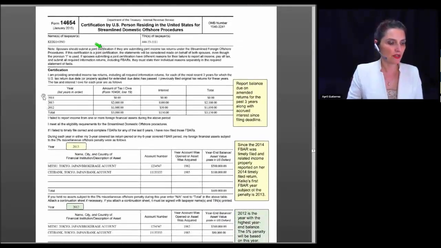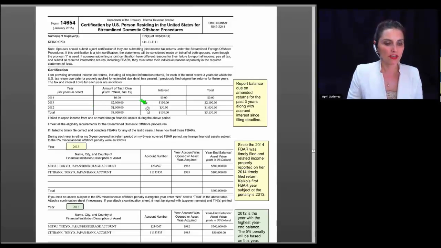And on this form, we're showing the most recent years for which the filing deadline has passed. That's 14, 13, and 12. Keiko did not apply for an extension, so that doesn't apply to her. Therefore, it's 14, 13, and 12. On this column right here, she's showing the amount of tax shown on line 19 of her 1040X for each year. Line 19 of the 2014 1040X is 0. Line 19 for 2013 is $2,000, and line 19 for 2012 is $1,000. The total tax due is $3,000.